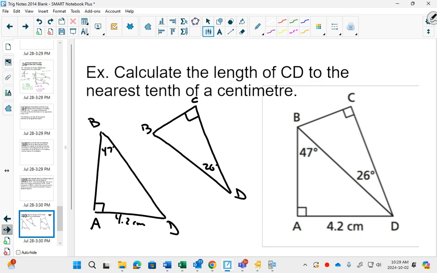Can you see on the triangle on the left, you have two pieces of information. You could figure out everything on that triangle if you wanted to. What do we want to find? I'll highlight it in green. Find C to D, which is this side right here. That's what we want to find. Do we have enough information on that triangle? No.